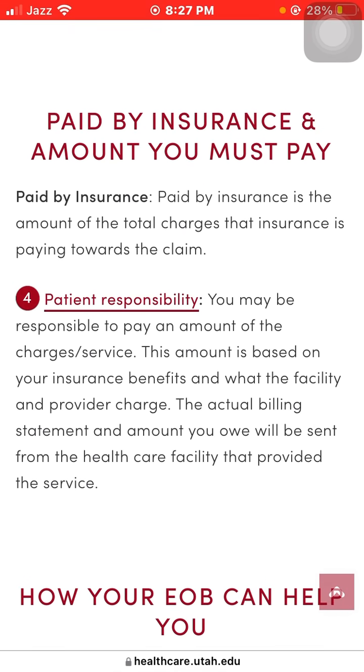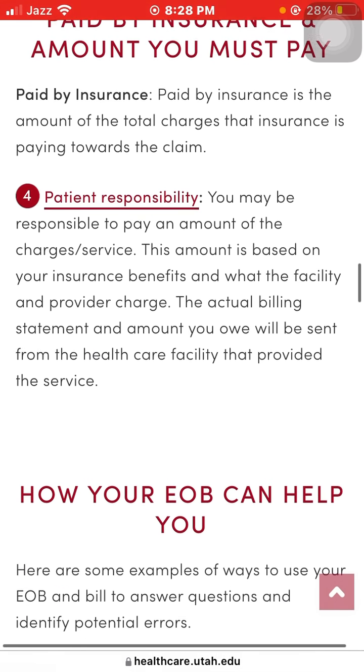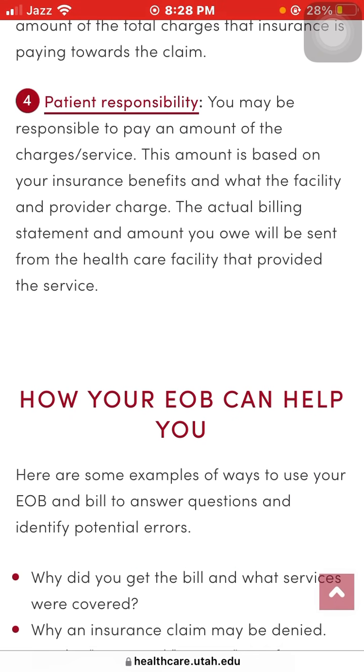Paid by insurance and amount you must pay. Paid by insurance is the amount of the total charges that insurance is paying towards the claim. Number 4, patient responsibility. You may be responsible to pay an amount of the charges for the service. The amount is based on your insurance benefits and what the facility and provider charge. The actual billing statement and amount you owe will be sent from the healthcare facility that provided the service.